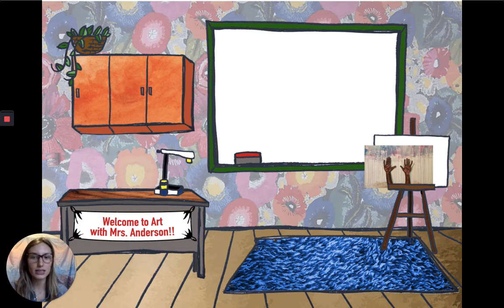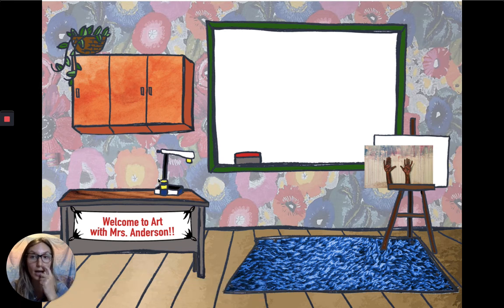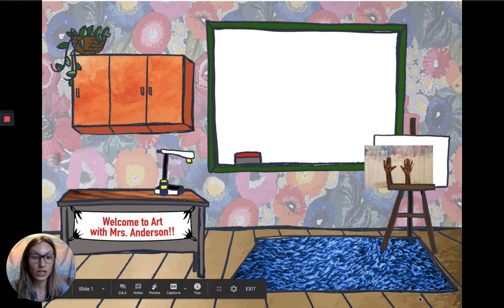So this is the front of our classroom. I have my desk, I have my document camera, which you'll see me use so that you can see how I do art and then you can do art. I have my whiteboard in the front of the room. I have a rug in the front of the room.